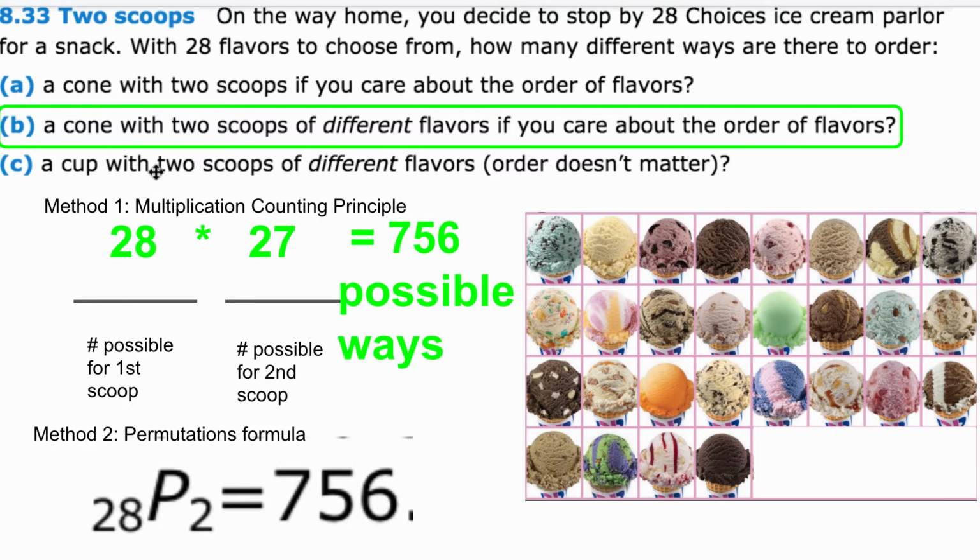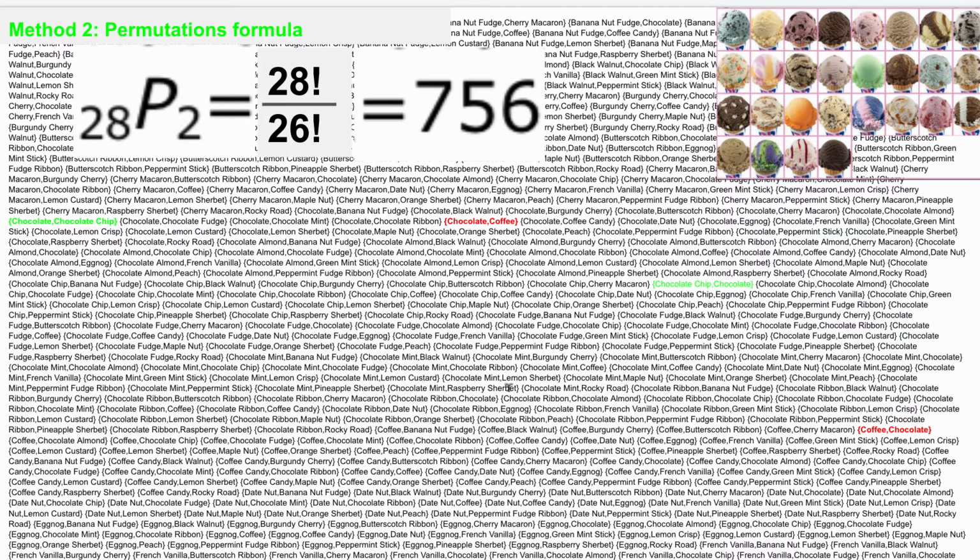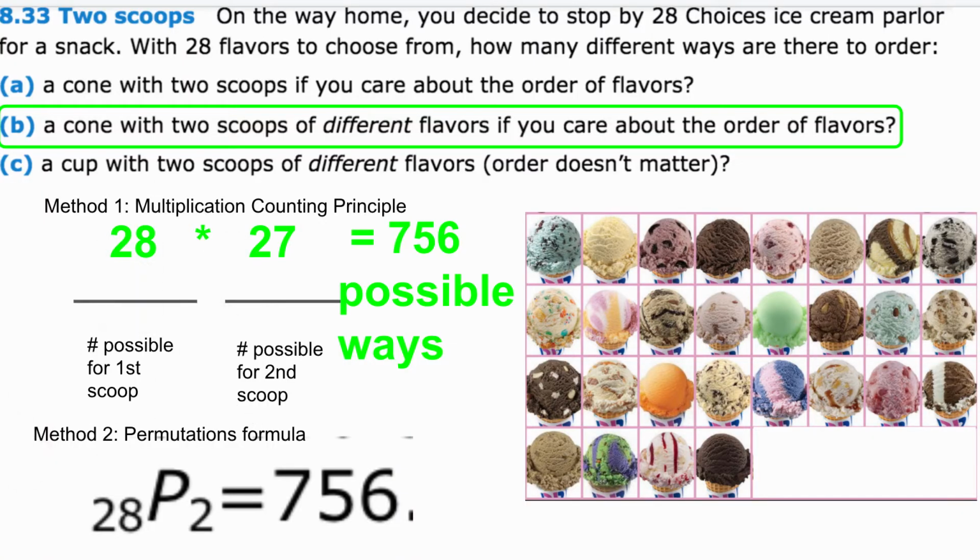So for the multiplication counting principle, we have 28 for the first scoop, but then you imagine we eliminate one of them, you have only 27 left for the second scoop. So it's 756 possible ways. Or we can use the permutations formula where we say from 28, we are picking 2 where order matters, 756. And again, what was the formula? Let's take a look. 28P2 is 28 factorial over 28 minus 2 factorial, or 26 factorial. And so what we see here is that you have 28, 27, 26 factorial, the 26 and 26 factorial cancel out, and we'll have 28 times 27, which is exactly what we had here.